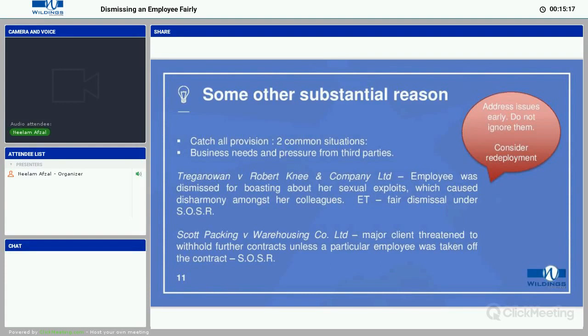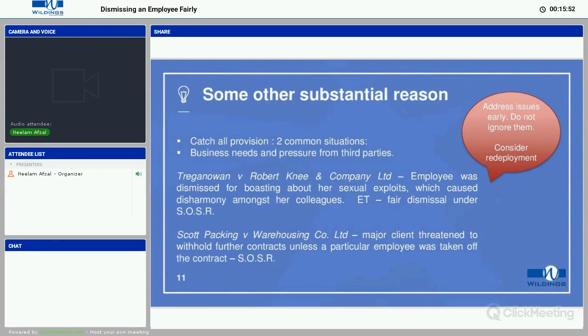Now, we've got two examples on the slide. In the case of Tregarnan, the employee was dismissed for boasting about her sexual exploits, which caused disharmony amongst her colleagues. And what the tribunal found in that case was that the dismissal was fair and it fell within the reasons of SOSR. In the next case, Scott Packing versus Warehouse Housing and Co. Limited, this was where a major client had threatened to withhold further contracts unless a particular employee was taken off that contract.